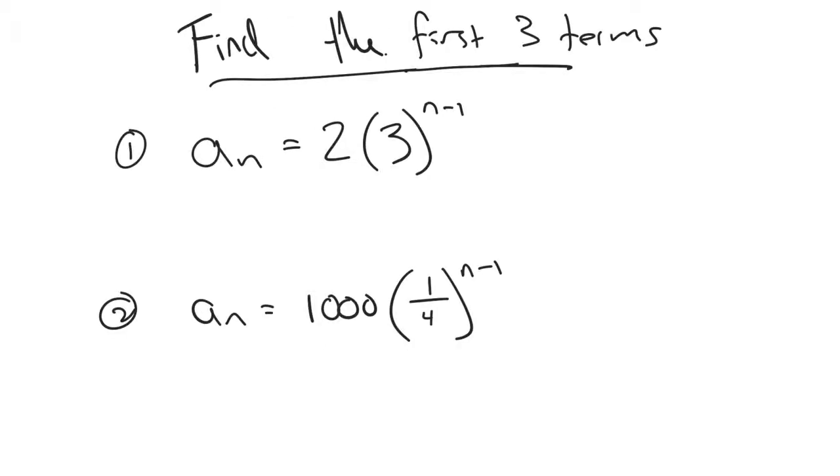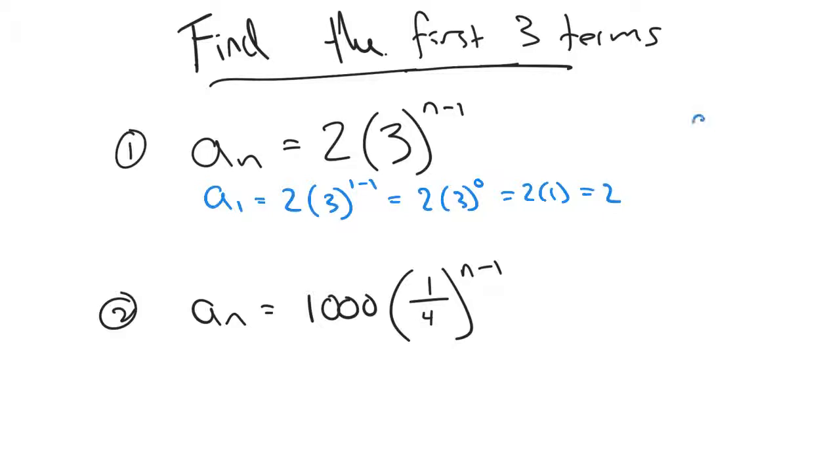So here's a couple examples of these formulas, and they say find the first 3 terms. What that means is you're going to plug in 1, 2, and 3. To find the first term, we call it a1, and we plug in 1. We go 2 times 3 to the 1 minus 1. Well, that's 2 times 3 to the 0, and if you remember our exponent unit, anything to the 0 power is 1. So this is really 2 times 1, which is 2.